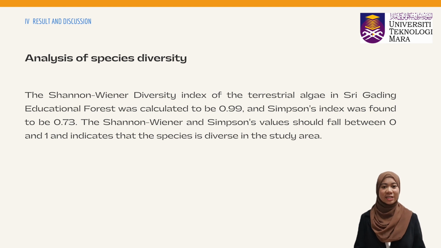The values of Shannon-Wiener and Simpson Diversity Index are 0.99 and 0.73 respectively. The higher value, or close to 1, indicates that the species is diverse in that location. Even though both values are quite high, this result cannot be simply interpreted as high diversity of terrestrial algae, as the sampling intensity was quite low with short period of sampling activities.